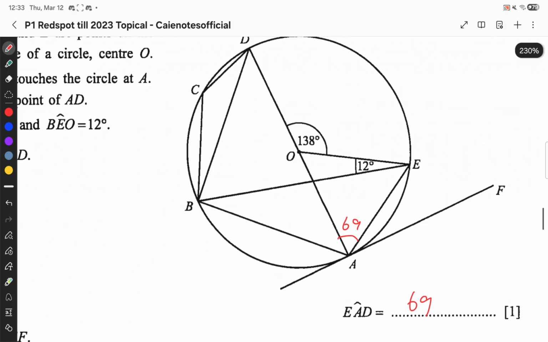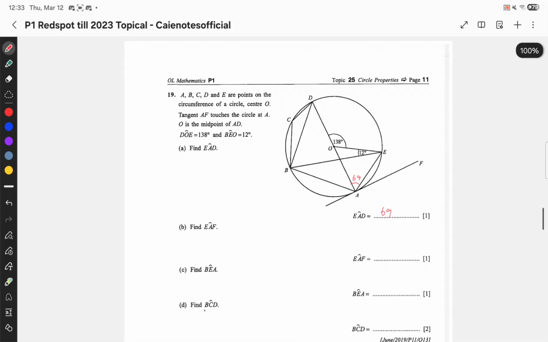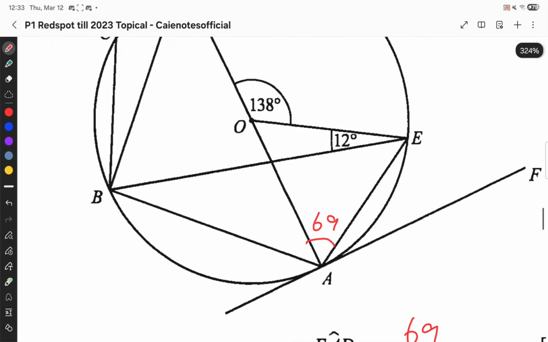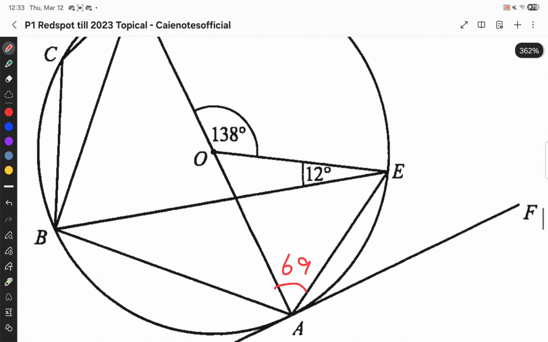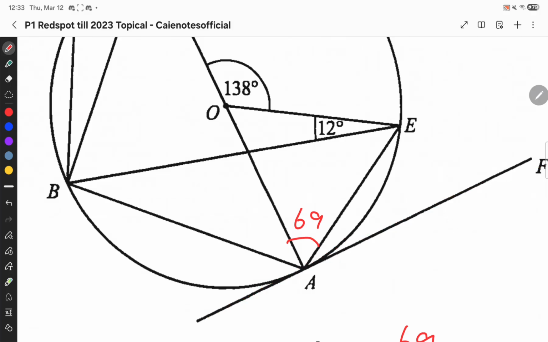EAF. Okay, I may find more tricks. EAF. Ooh, this calls for AST, finally. Let's find the other angle. Yeah, AST. How does this work? If we have a triangle over here and there is a tangent on one side, we know this will be the same as this.